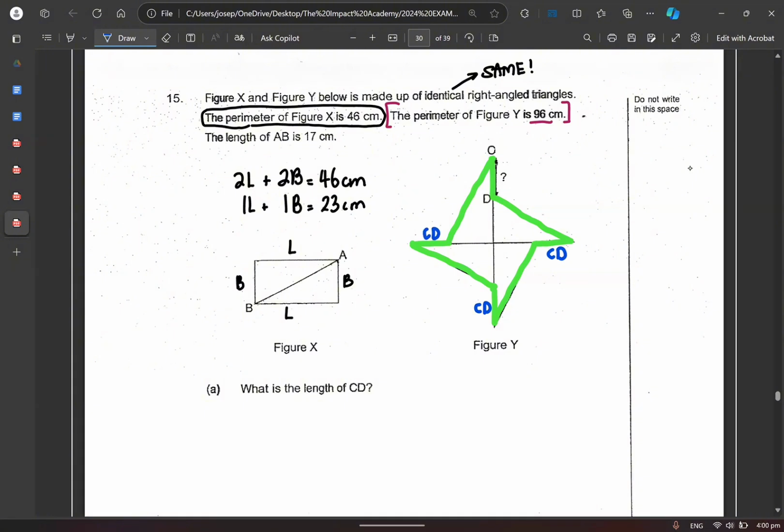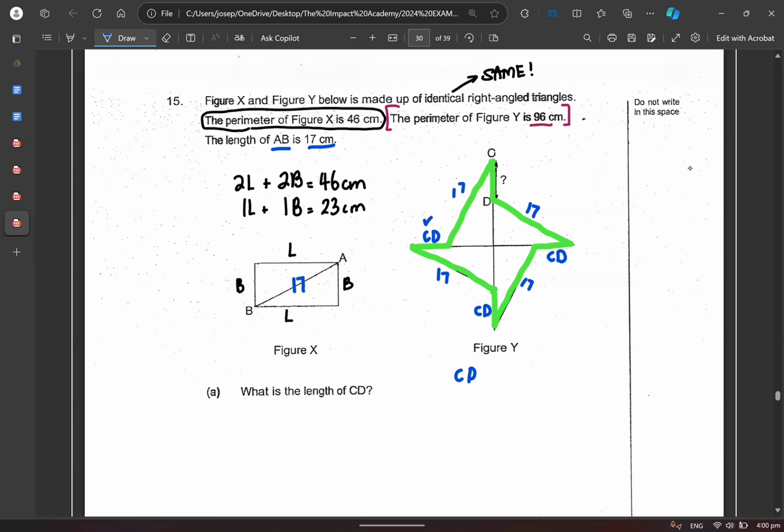Okay. And you can see that the length of AB is 17. What is AB? AB is 17 over here, right? So AB is actually all the slanted over here. True? Okay, so from here itself, we can simply say CD. How many CDs are there? 1, 2, 3, 4, right? 4 CD plus 17 times 4 is equals to 68 is equals to 96.